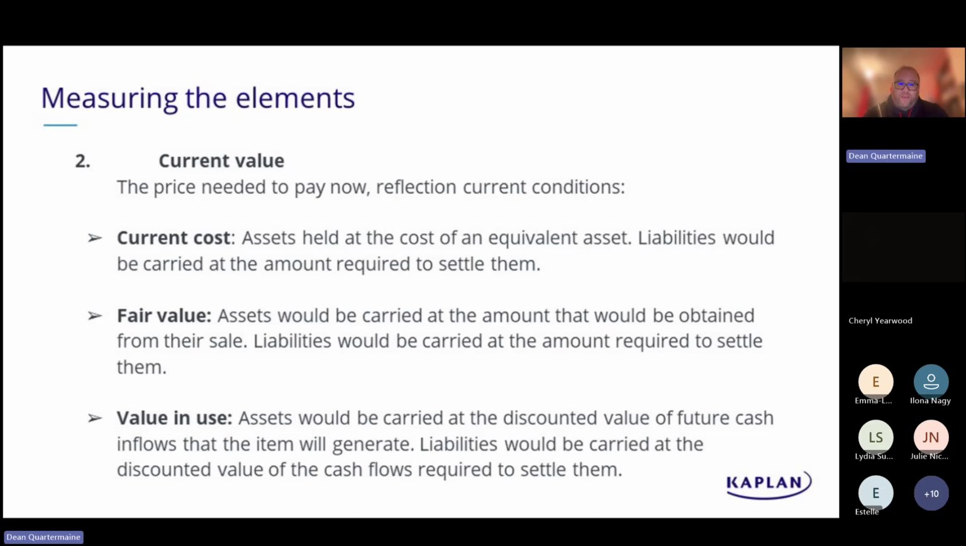And then the final way is using this thing called value in use. Assets would be carried at the discounted value of the future cash inflows that item will generate. So you might have an asset that cost you £100,000, but it might have the potential to generate £1 million of revenue. So it's worth more to you in its current use than it ever was from its historic cost. Liabilities would be carried at the discounted value of the cash flows required to settle them, which could be a totally different number.